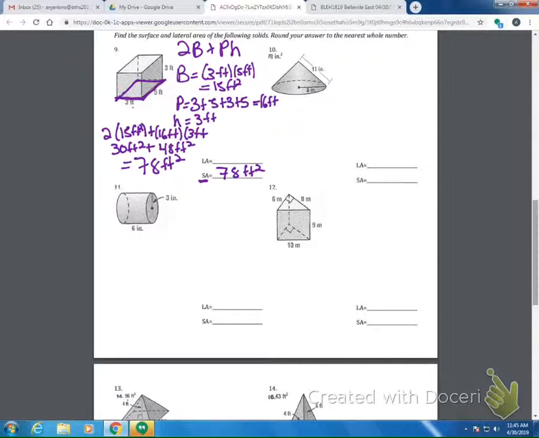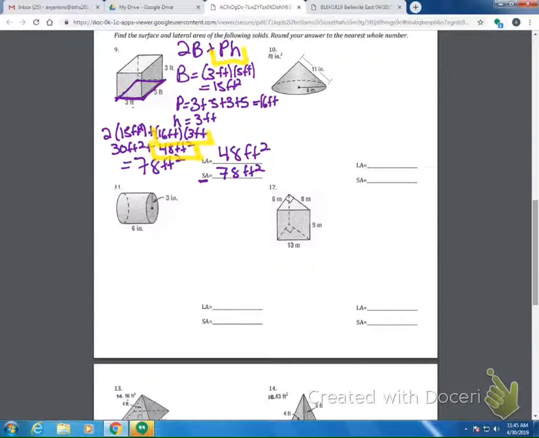Your lateral surface area is the second half of that, remember? So that's this part of your equation. That means your lateral surface area is 48 feet squared. Are you guys okay with how we got that? Any questions? Is that okay?